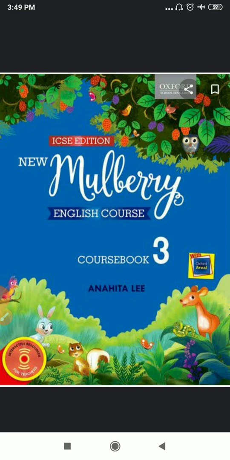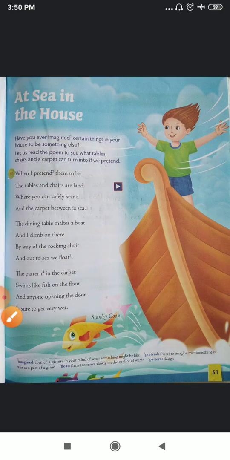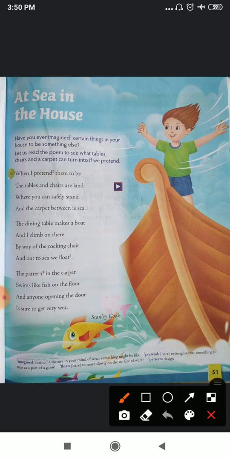Students, in the previous videos we have completed lesson number 1 and 2. Now today I'm going to start with the poem which is on page number 51. So all of you please take out your books and open page number 51. Here it is. The name of the poem is At Sea in the House.